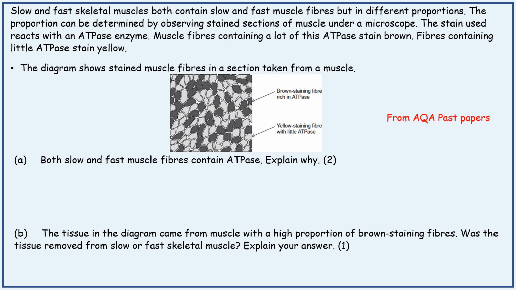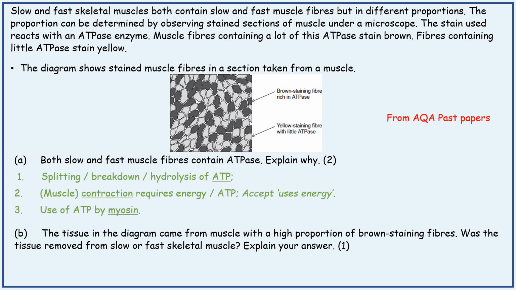Both slow and fast muscle fibres contain ATPase. Explain why. Because they need to hydrolyse ATP, because contraction requires energy, because the myosin uses ATP.